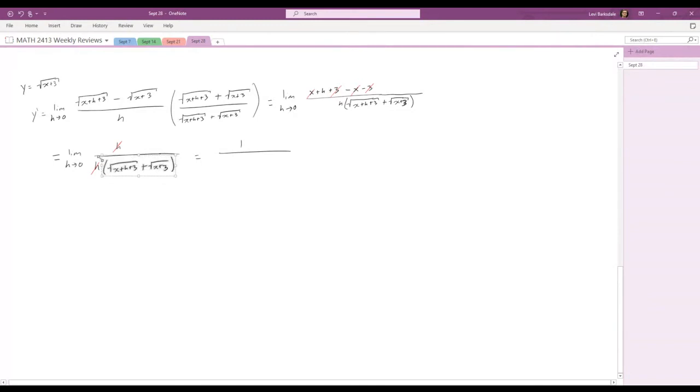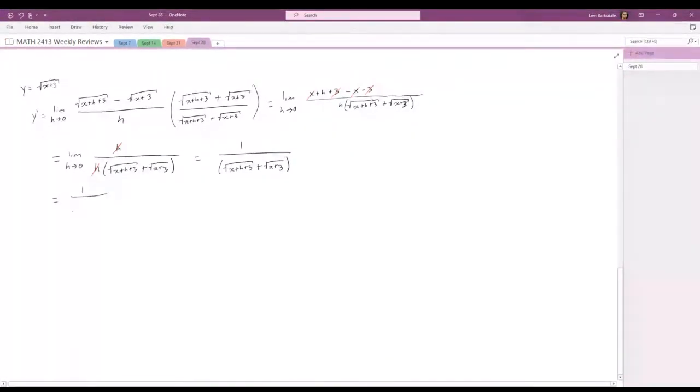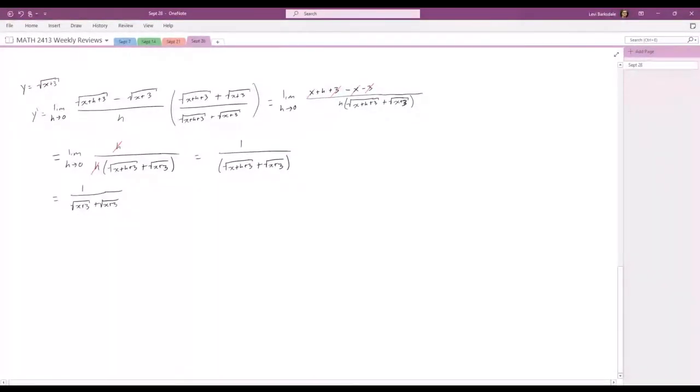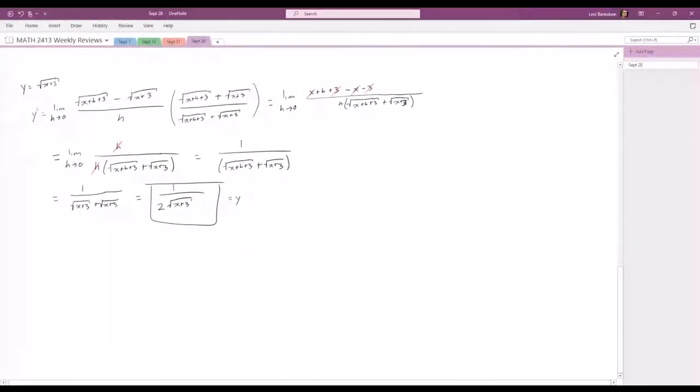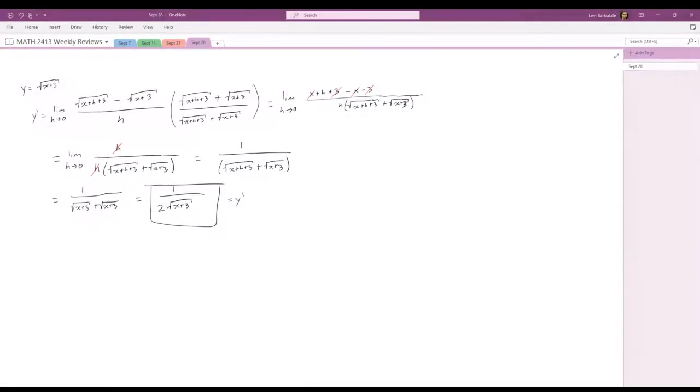Oh boy, this could be life changing. Yes! Okay, perfect. And then I can just evaluate my limit by plugging in 0 for h. That gives me 1 over root x plus 3 plus root x plus 3, which is 1 over 2 square root x plus 3. And that is my derivative. Any questions? Nope. All right.